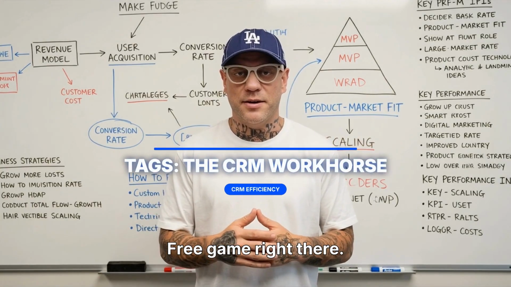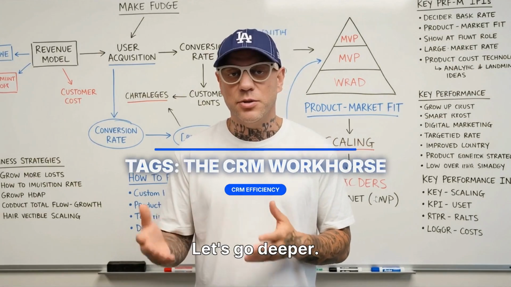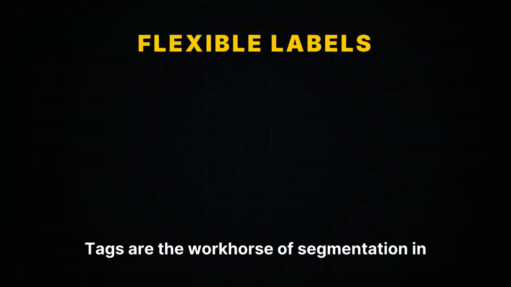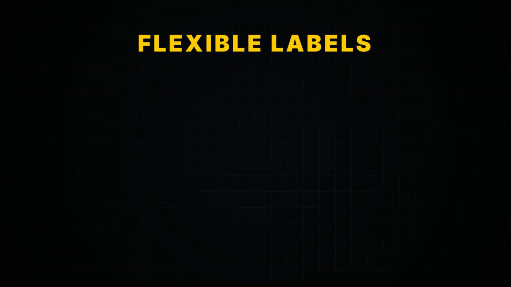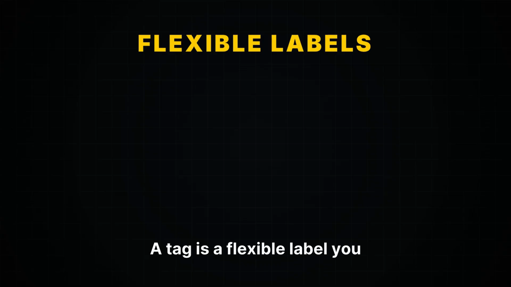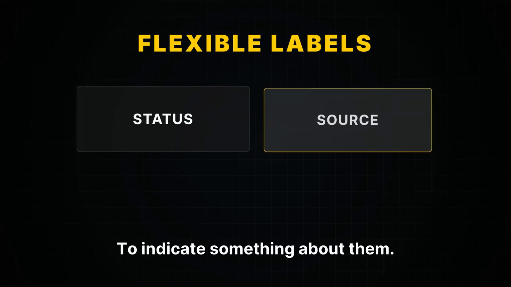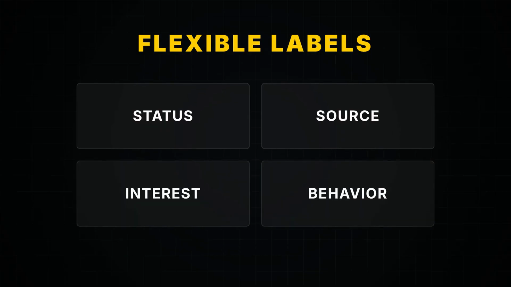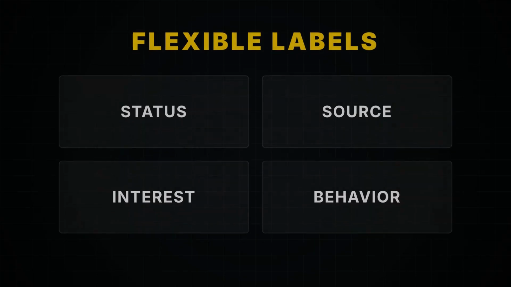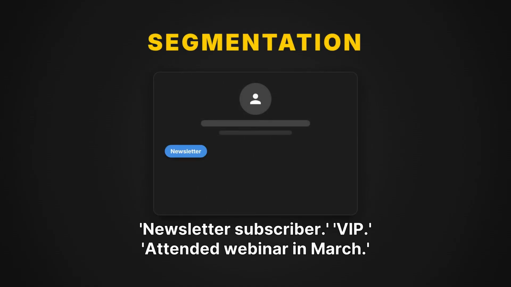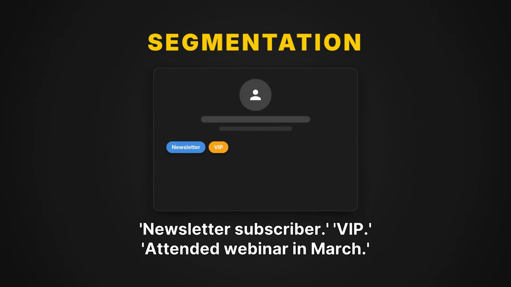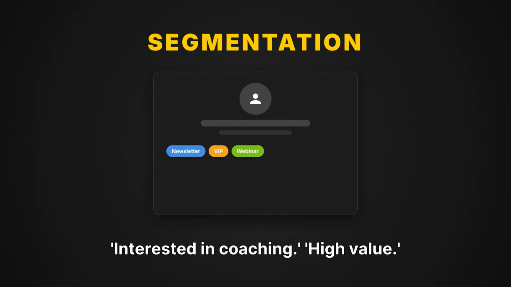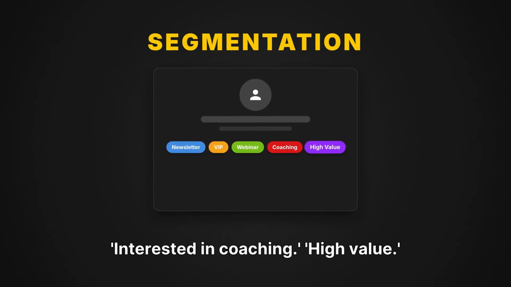Free game right there. Speaking of tags, let's go deeper. Tags are the workhorse of segmentation in GHL. A tag is a flexible label you stick on a contact to indicate something about them. Their status, their source, their interest, their behavior. Examples: newsletter subscriber, VIP, attended webinar in March, interested in coaching, high value.